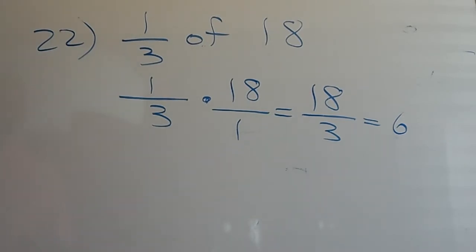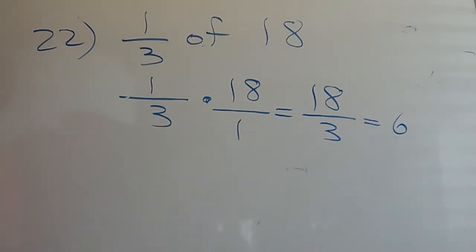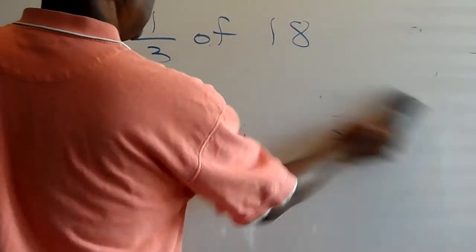Of means multiply. Don't forget that. Multiply numerators and denominators and then divide. Okay. That's how we got that answer.